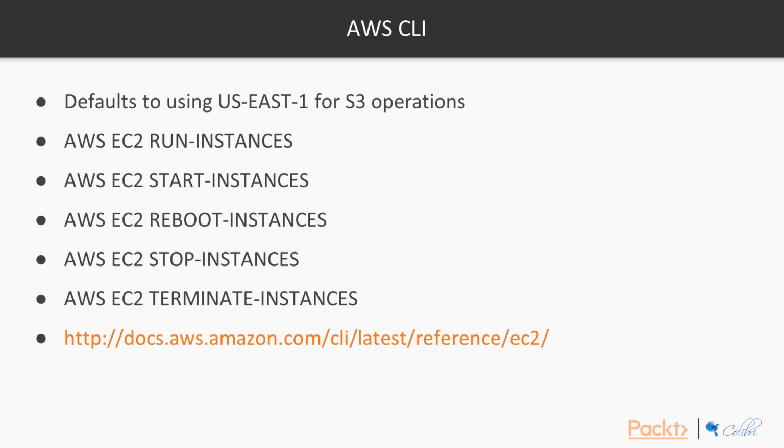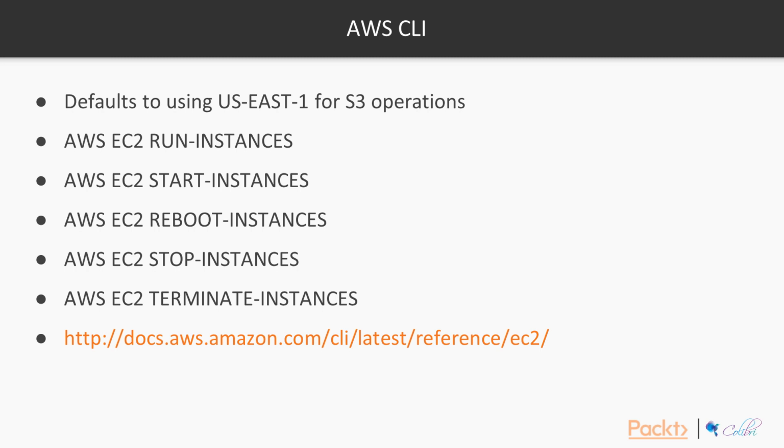Then we spoke about the AWS CLI. We've seen that it defaults to using North Virginia, or US East 1, for S3 operations. If you don't change it, it's going to use US East 1. If you do change it, it's going to use the region that you've chosen. Then some CLI commands that you should remember for the exam, but I recommend that you go through the link that I've posted below.